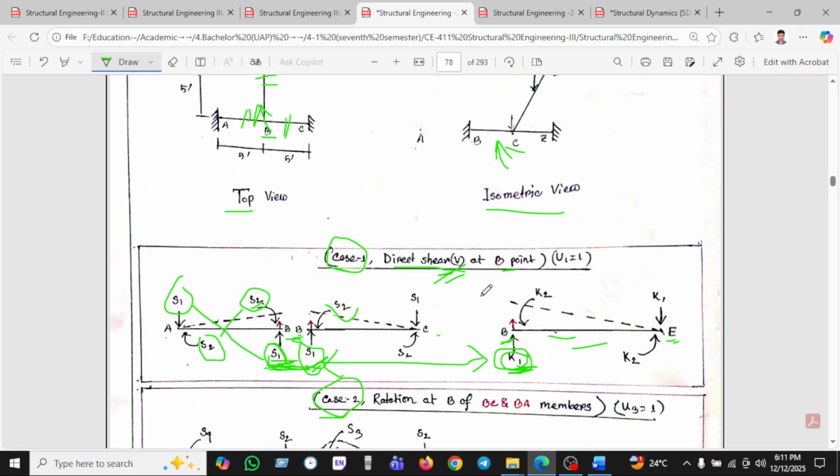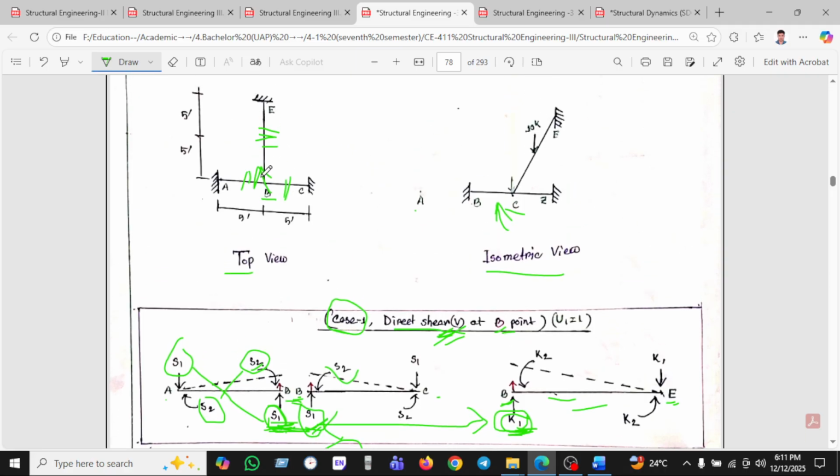The point is that we are applying the shear at point B. If point B goes upward, then AB and BC will be upward, so S1 and S1 will be upward, and the opposite direction will be S2. In the same way, as we apply this at point B, K1 will be upward and K2 will be in the opposite direction.